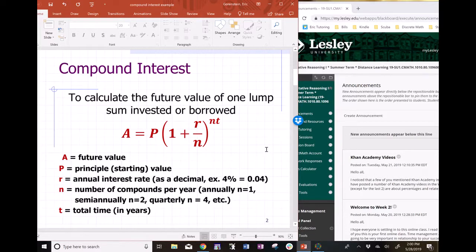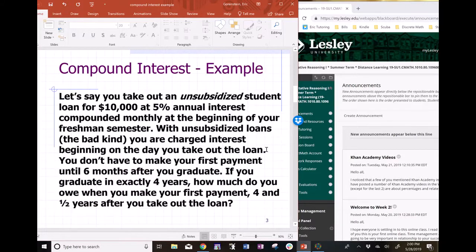So for example, if there's a problem that's in 6 months, t would not be 6. t would be 0.5 or 1/2, because 6 months is half of a year. That's important. Okay, so here's an example concerning student loans. You may want to pause the video for a moment and read this and start it up again.